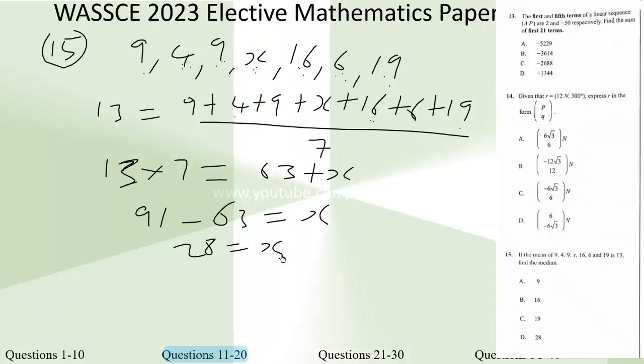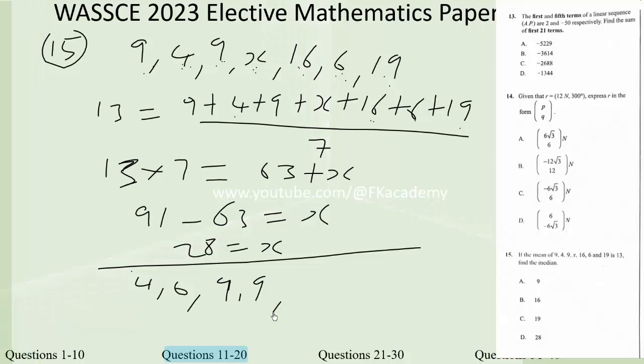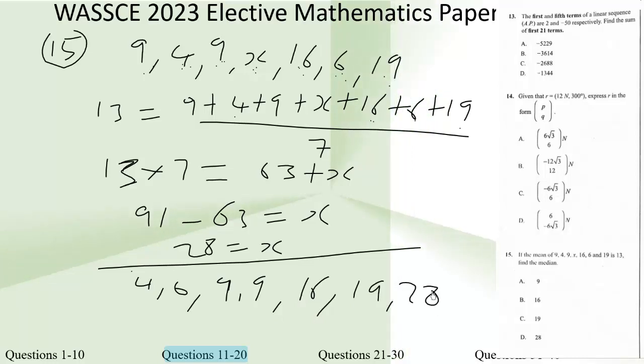Now we have to find the median. So with the median, we have to rearrange these numbers. So let's rearrange the numbers. We have 4, 6, 9, then 16, 19, 28. There are 7 numbers. So the median will be 9. So the correct answer will be A. Option A is the median.